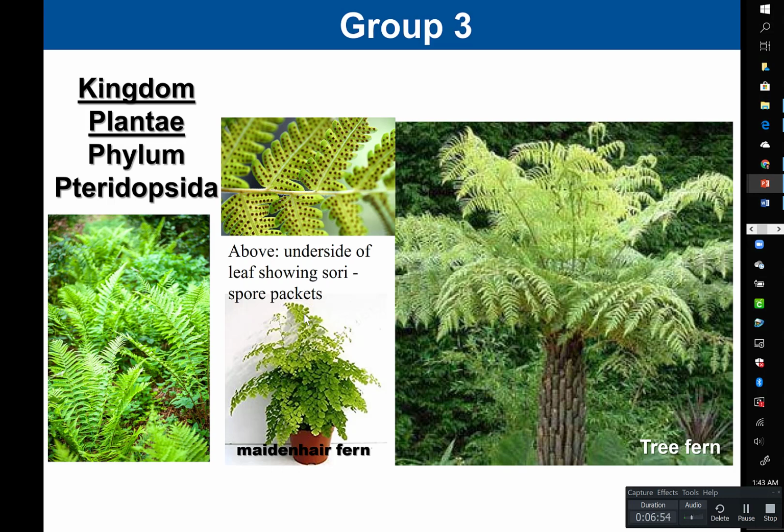However, these are still not seeded plants. They don't produce seeds. They reproduce with spores. On the underside of the leaf, you can see these little brown dots. These are little packets called sori, and within the sori are the spores. Those spores are used for reproduction. So for the ferns, we're starting to see the evolution of a vascular system, but we still don't have seeds. These are still seedless plants.